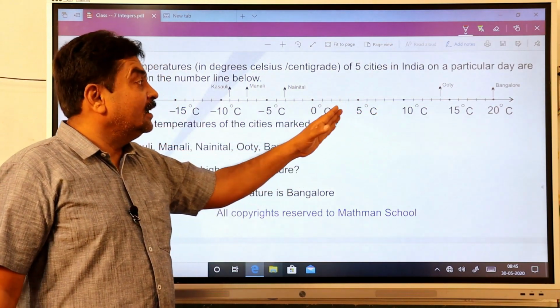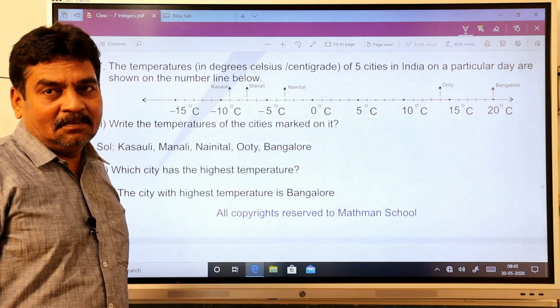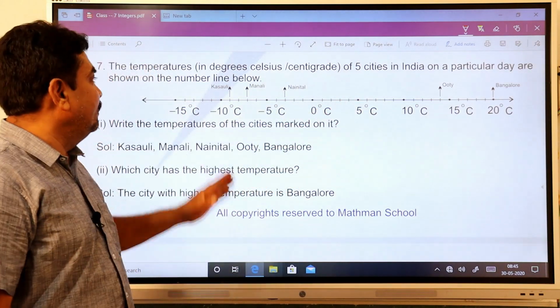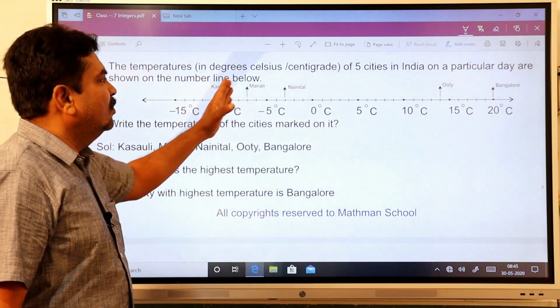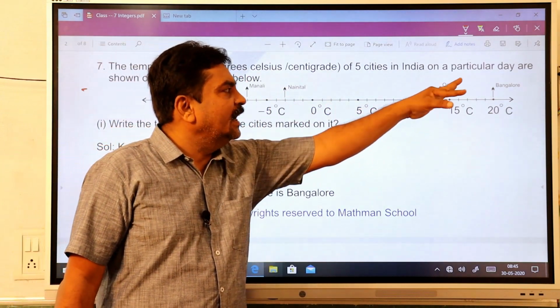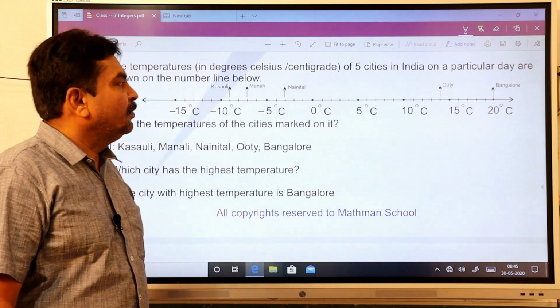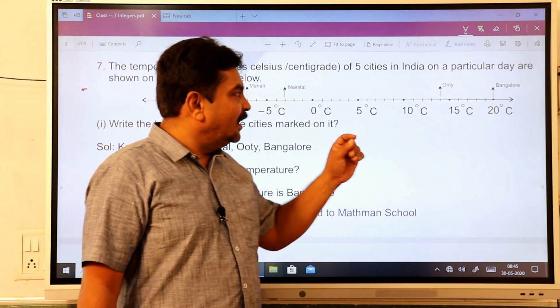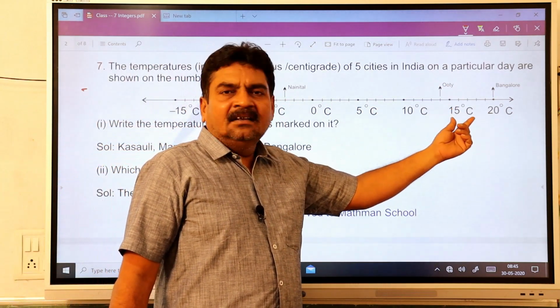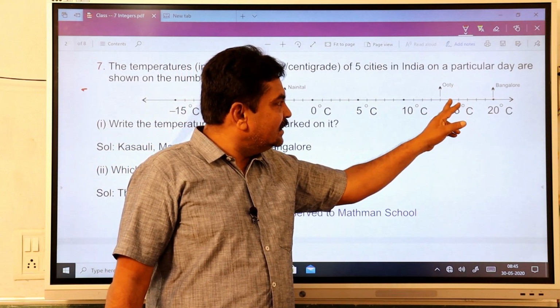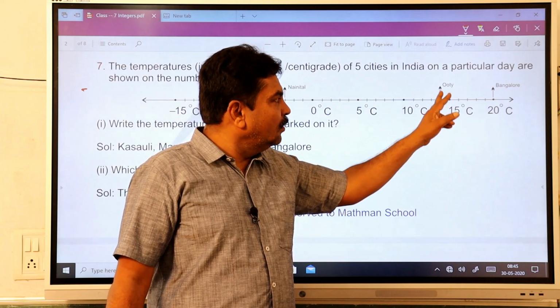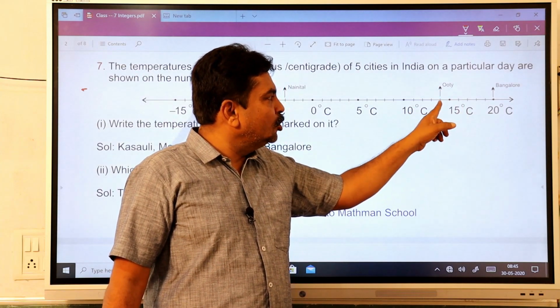That is nothing but the temperatures recorded on this number line on a particular day in 5 different cities. You have here Kasauli, Manali, Nainital, Ooty and Bangalore. So on that particular day, Ooty is between 10 and 15, so it should be 14 now.